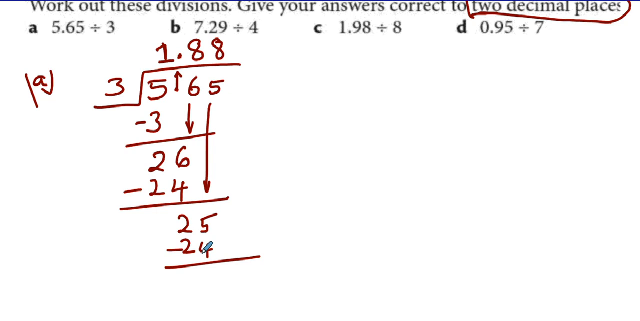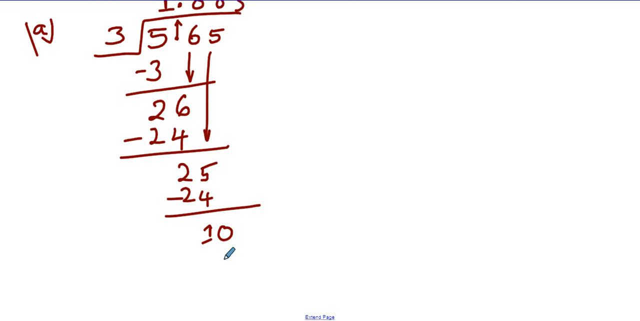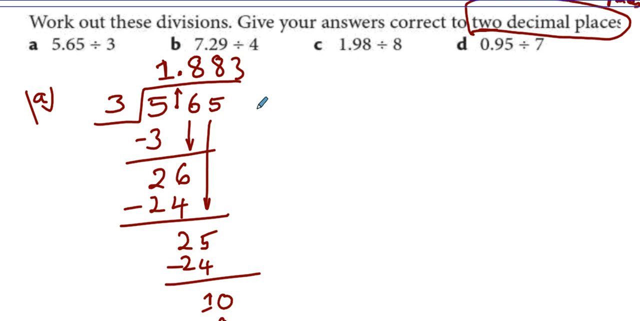Subtract this, what do you get? This will be 1. 1 divided by 3 is not possible. You add 0 here. 10 divided by 3, 3. And then 3 times 3 is 9. When you subtract, you get 1. That becomes 10. Again, this will be 3. And so on and so on.